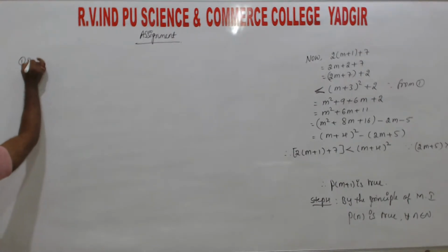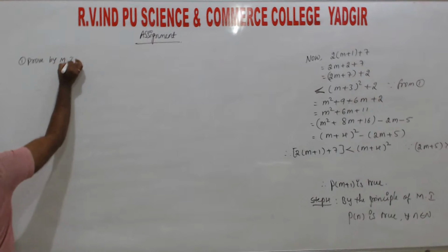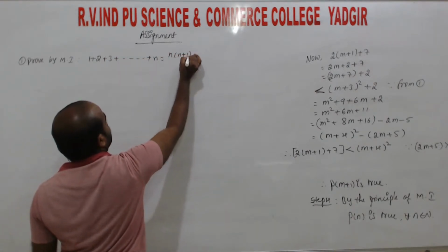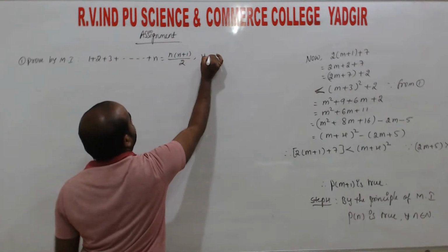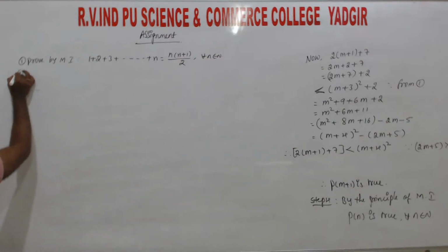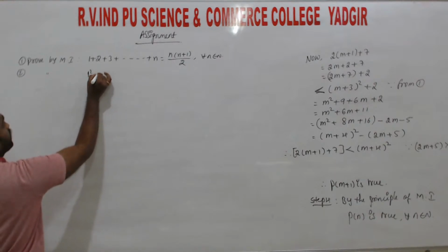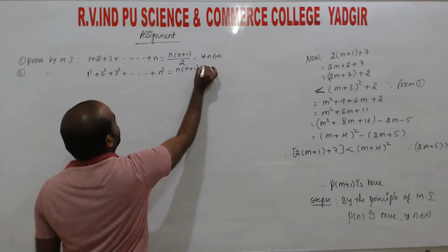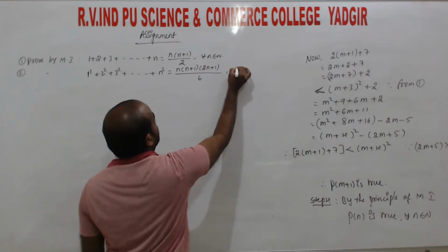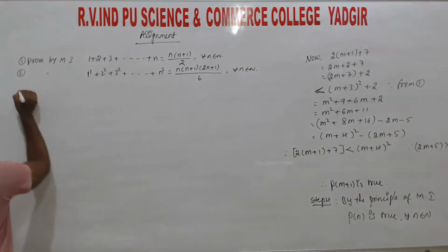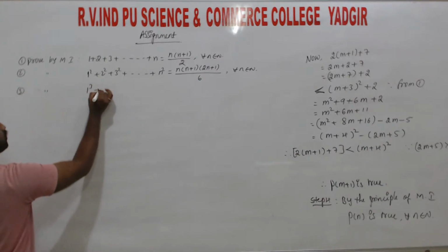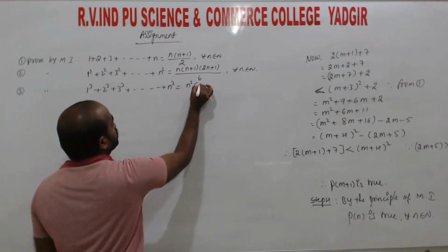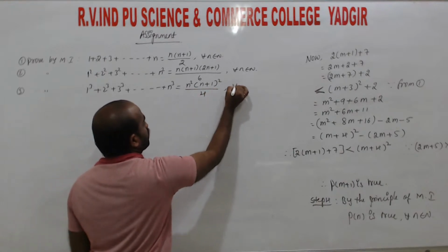First one, prove by mathematical induction 1 plus 2 plus 3 plus and so on n equals n into n plus 1 divided by 2, for all n belongs to N. Second one, prove by mathematical induction 1 square plus 2 square plus 3 square and so on n square equals n into n plus 1 into 2n plus 1 whole divided by 6, for all n belongs to N. Next, third one, prove by mathematical induction 1 cube plus 2 cube plus 3 cube and so on n cube equals n square into n plus 1 whole square divided by 4, for all n belongs to N.